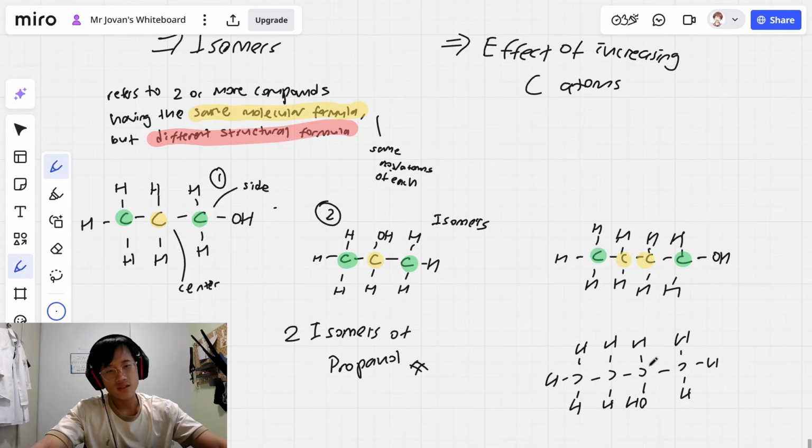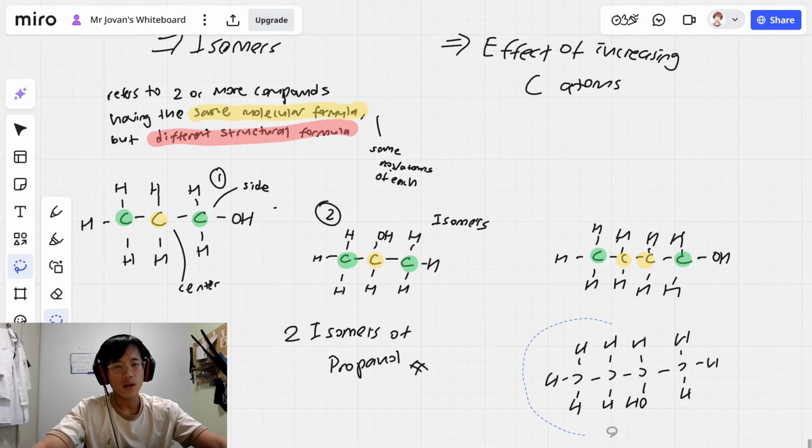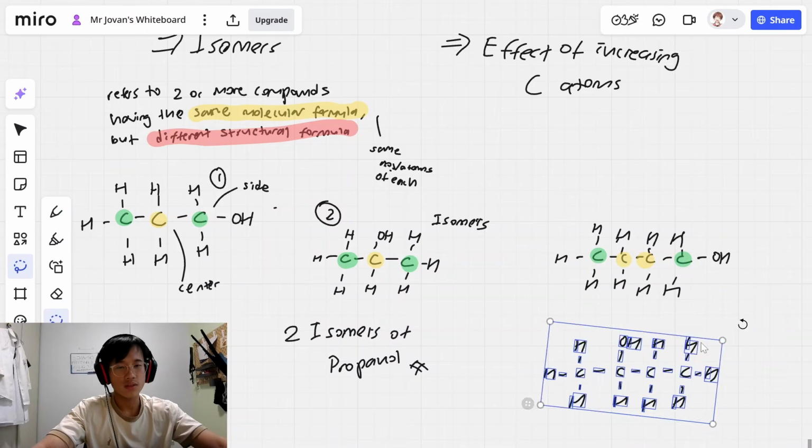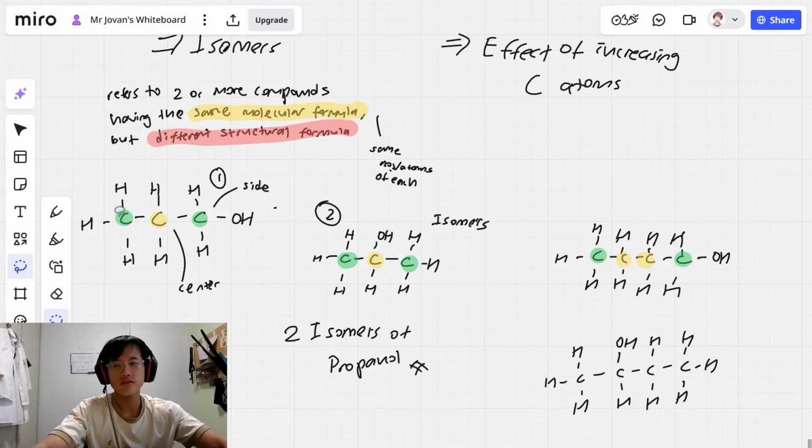So when you want to draw isomers, I drew this as one isomer already. I'm not going to randomly draw another isomer with the OH on this carbon instead, because they are the same. So you must be very careful.